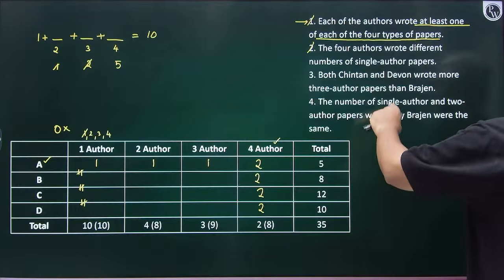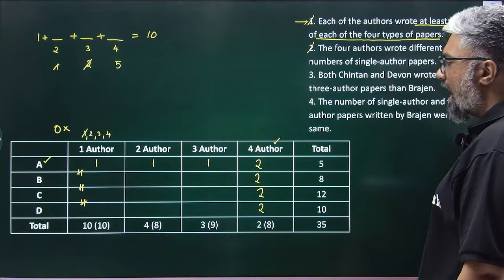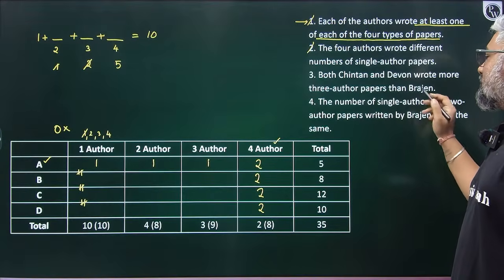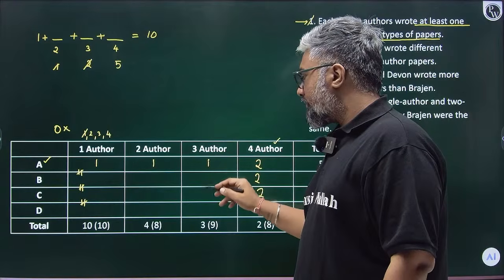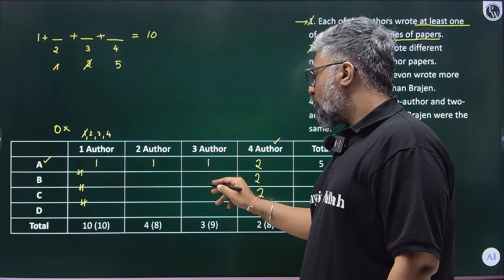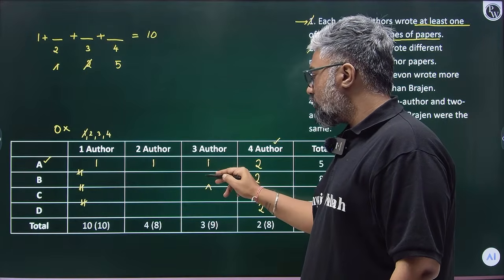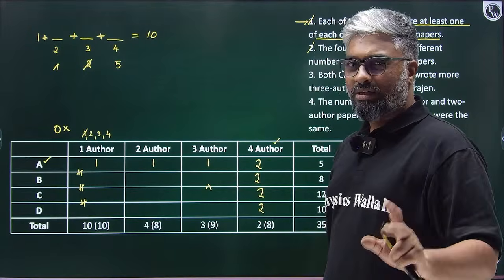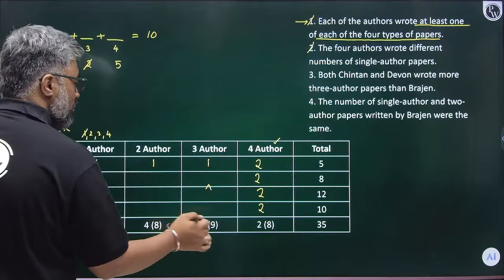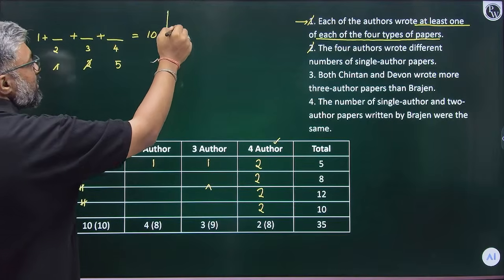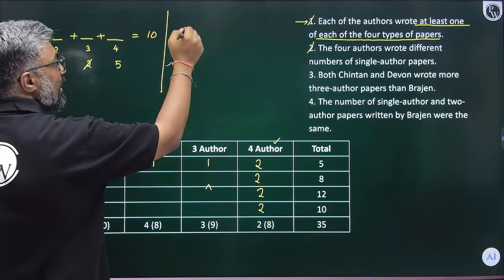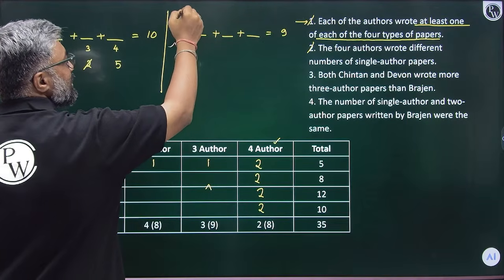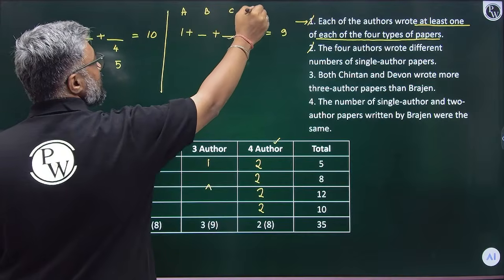Moving on. Both Chintan and Devon, both C and D, both of them wrote more 3 author papers than B. So for 3 author papers, C and D, both of them wrote more than B. This value should be lesser than these two, correct? This value should be lesser than these two. So think about this. Again, I need a total of 9. One of them is 1. So 1 plus dash plus dash plus dash should be equal to 9. This is A, this is B, this is C, this is D.